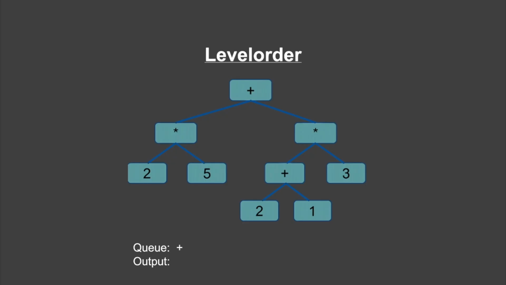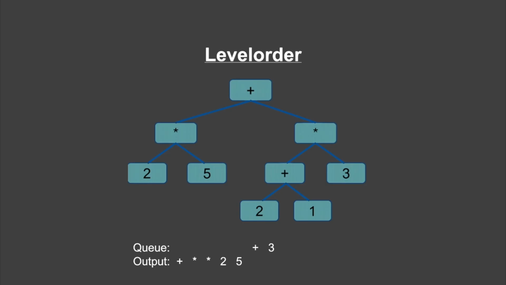This method is usually implemented with a queue. We start at level 0, enqueue the root, which is plus, and visit it. Then we dequeue it and enqueue the two children nodes and visit them in order. So we dequeue the first asterisk and add its children 2 and 5. And because we have a queue, it ensures we maintain the correct order. Now we can dequeue the second asterisk and enqueue its children plus and 3.